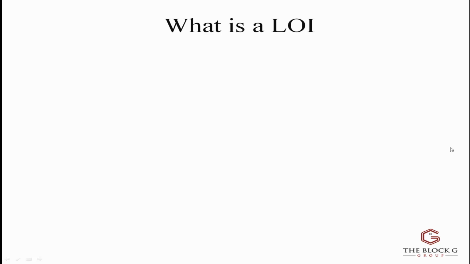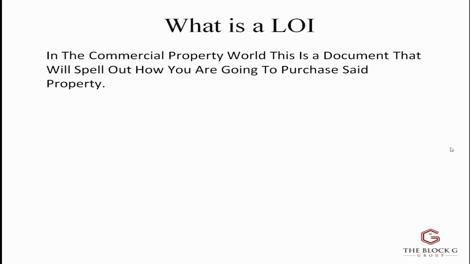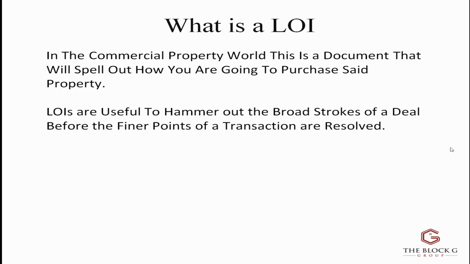Okay, so first of all, we want to answer the question: what is an LOI? LOIs are used in the commercial real estate purchasing transaction before the purchase and sales agreement is crafted. It spells out major sections before we spend a lot of money on doing the purchase and sales agreement. They're useful to hammer out the broader strokes of the deal, right?